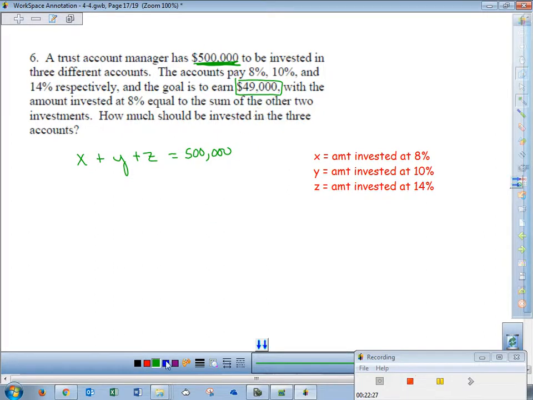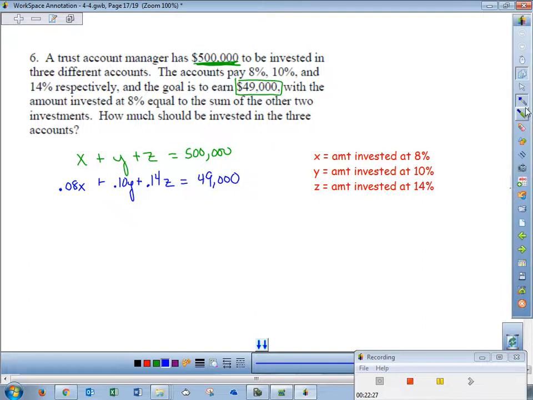The next part is all the interest. So 8% times X, because that's what we let X stand for, plus 10% times Y, plus 14% times Z. That should add up to the total interest that they want, which is 49 grand.